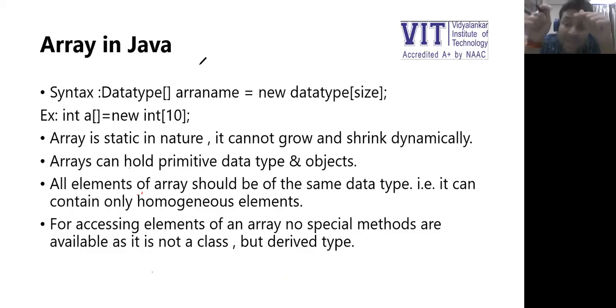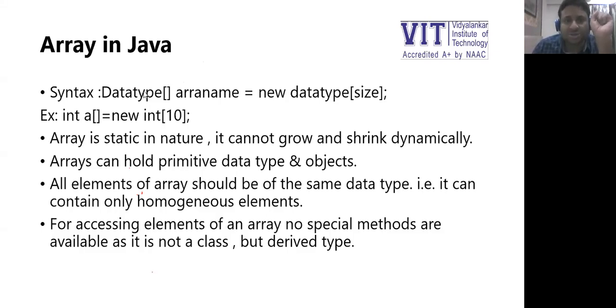Be it object or primitive data type, they must be of the same type. It means if it is an array of integer, every element will be integer. If it is an array of float, every element will be float. If it is an array of objects of class A, then every object will be either of class A or its subclass. An array will not provide me any special method as such here. So this is just a brief concept of array. Remember, memory is assigned at runtime.